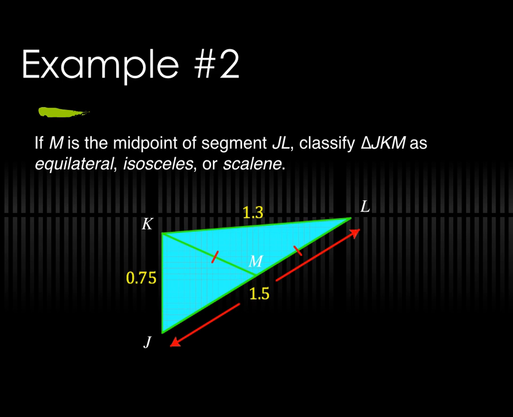L as in lion, K as in kangaroo, I used that one already. Koala bear. Okay, good. Well, hold on. Koala bear, is that a K or a B? K. All right, just checking. I mean, it's a bear, right? Yeah. Okay. And M as in mouse. Okay, good.